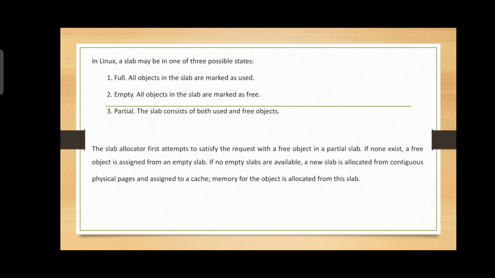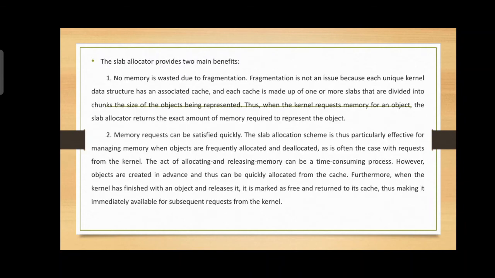In Linux, a slab may be in one of three possible states. First is full, second is empty, and the third is partial. The slab allocator first attempts to satisfy the request with a free object in a partial slab. If none exists, a free object is assigned from an empty slab. If no empty slabs are available, a new slab is allocated from contiguous physical pages and assigned to a cache. Memory for the object is allocated from this slab.